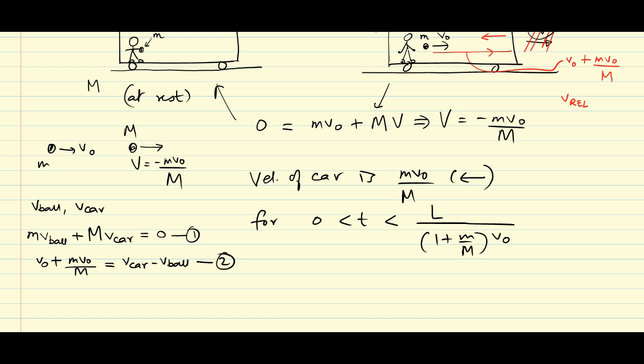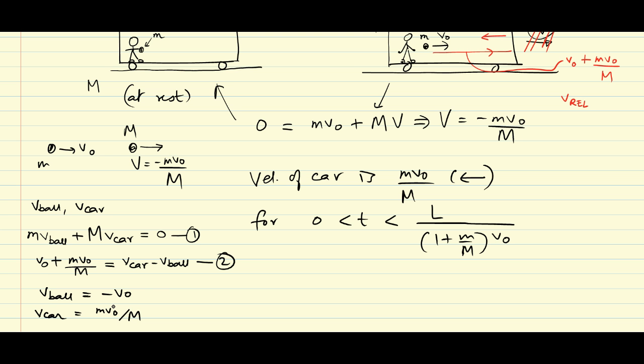Now if I solve these two equations for the two unknowns v ball and v car, you can do that yourself. You get v ball is equal to minus v naught. In other words, it means that in the ground frame the velocity of the ball has just reversed, and you also get v car is equal to m times v naught divided by capital M. So the sign which was minus has become plus. It means that the velocity of the car has also just reversed in sign. Now it's better to work this out using equation number 1 and equation number 2, I think, rather than remembering any general result.